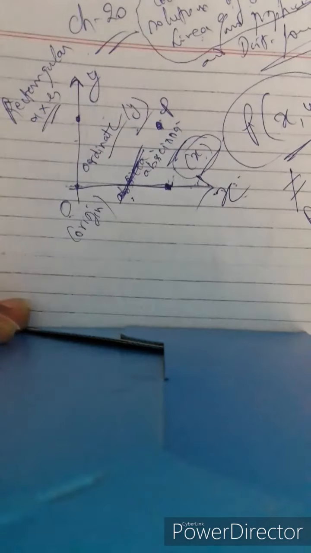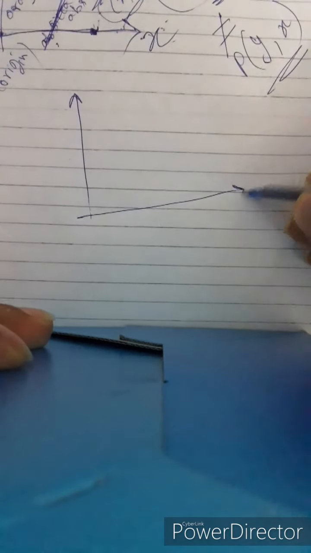So coming to chapter 20, coordinates and solution of simultaneous linear equations graphically and distance formula. First we'll look at coordinates and solution of simultaneous linear equations graphically. That is the first part. Distance formula is the second part. Alright, prior to starting this, first we'll take a look at the concept of rectangular axis.